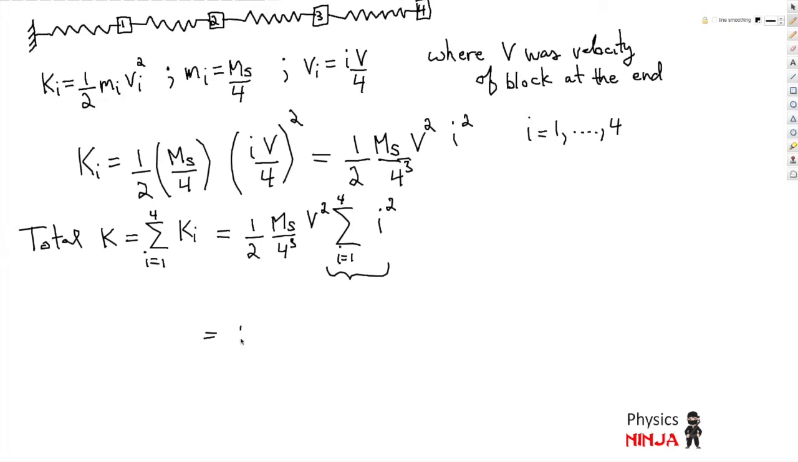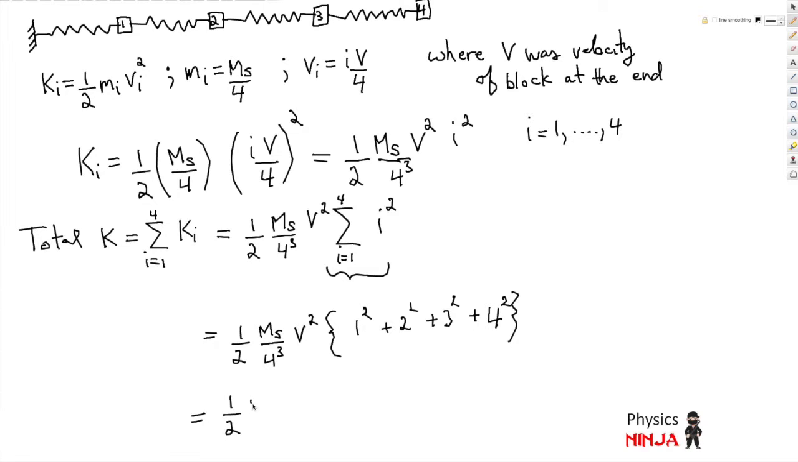That you can even just sum it out if you wanted to. So you get ms divided by 4 cubed v squared. And this term simply ends up being 1 squared plus 2 squared plus 3 squared plus 4 squared. So you get 16 plus 9 plus 4 plus 1. This whole term in the bracket ends up being 30.